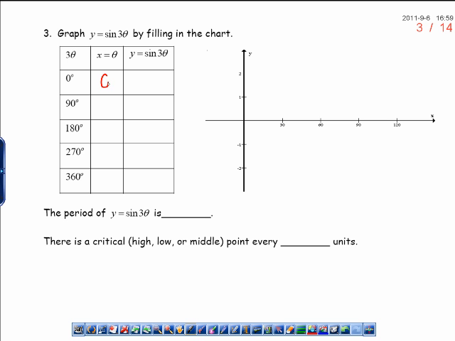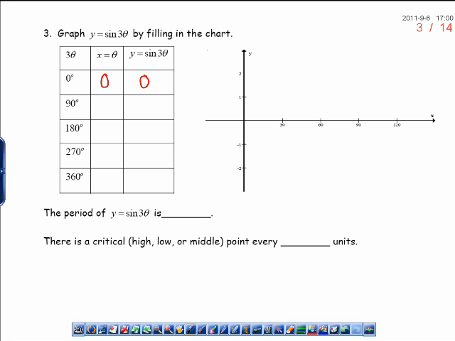Okay, so that would still be 0. And what you're doing here is you're finding sine of 3 theta, or sine of 0. Okay, that's a 0 as well. So this gives me my x and my y. The 3 theta here is just to help out, so it makes a little bit more sense on the next one.